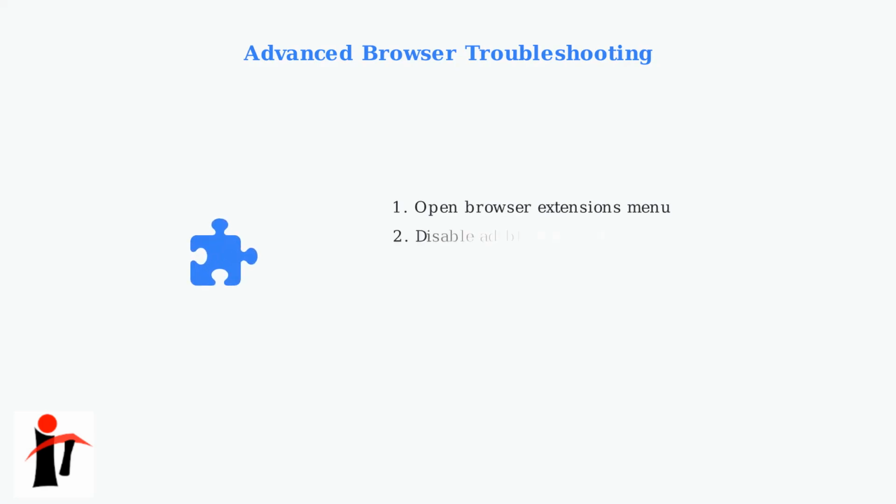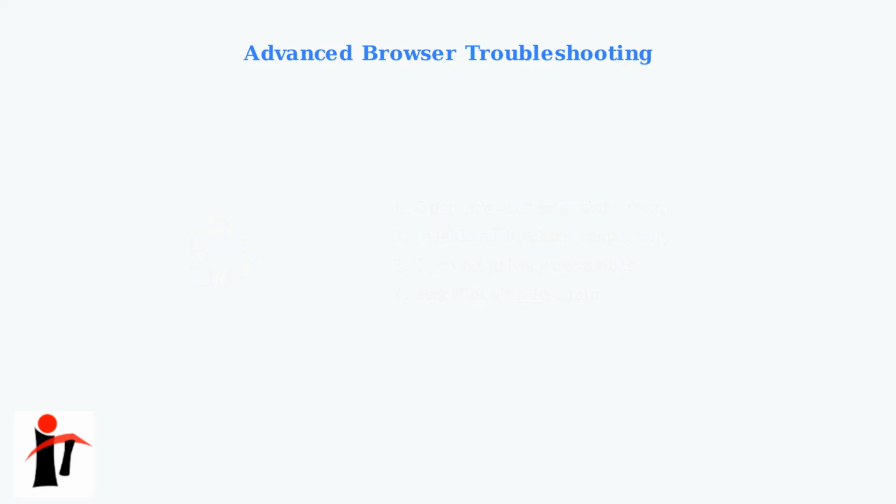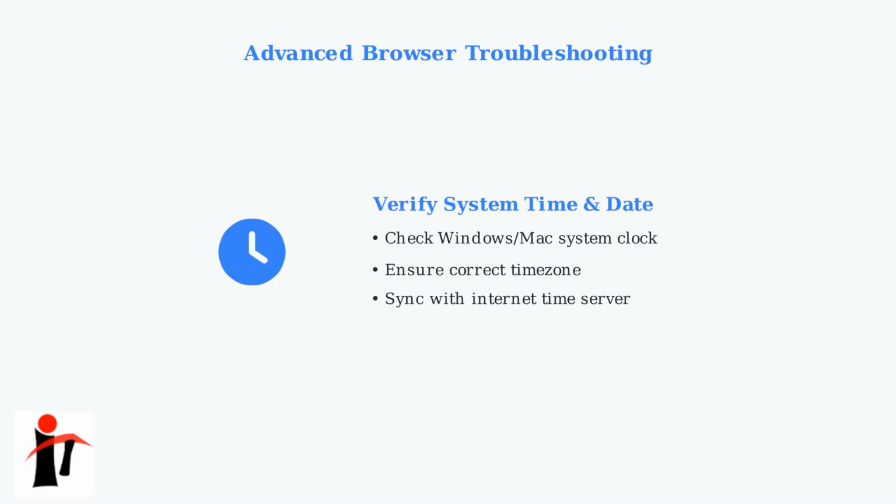Browser extensions can interfere with the authentication process. Disable extensions temporarily, especially ad blockers and privacy tools, to see if they're causing the issue. System date and time accuracy is crucial for secure authentication. Incorrect system time can cause certificate validation failures and prevent successful sign-in.